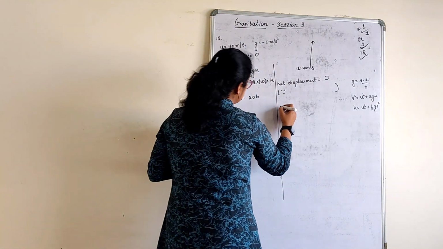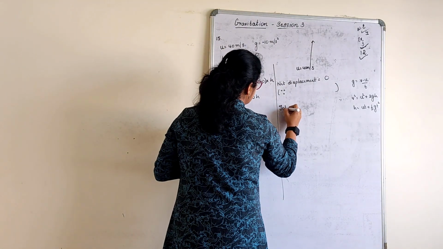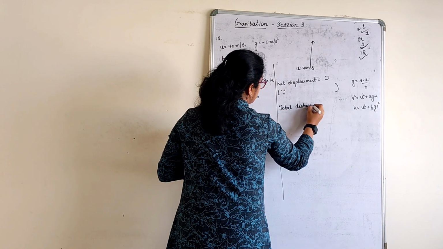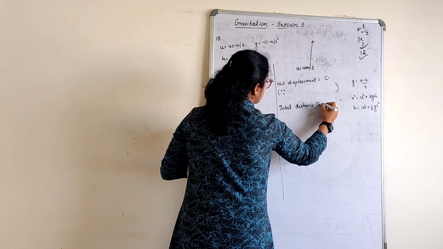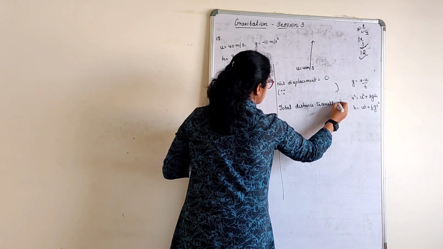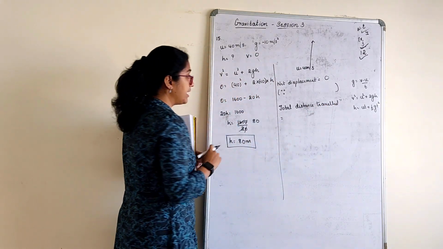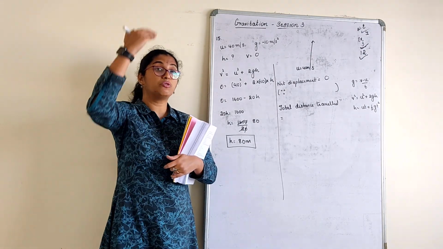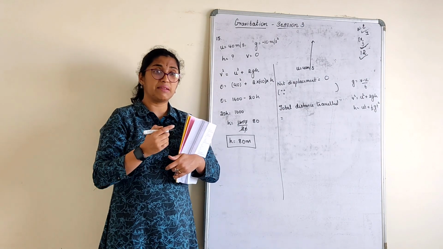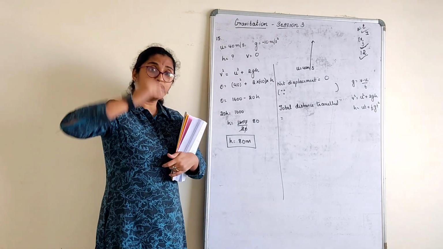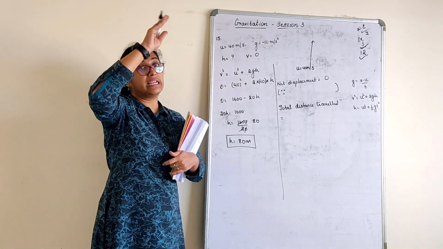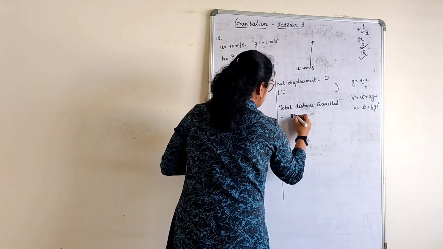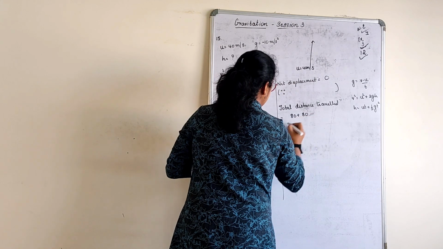What is the net distance traveled, or total distance traveled? Again, time of ascent is equal to time of descent. How much ever time it takes to go to the top, we assume that it takes the same time to come down. You can just write 80 plus 80.